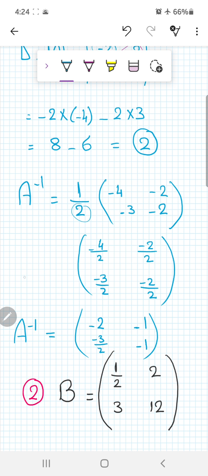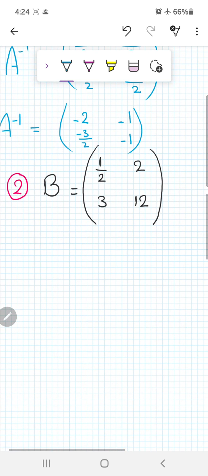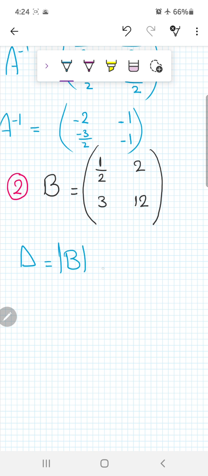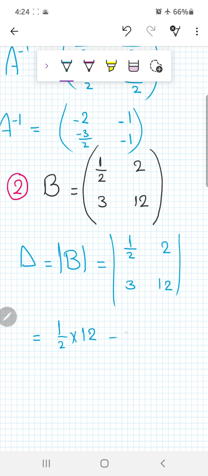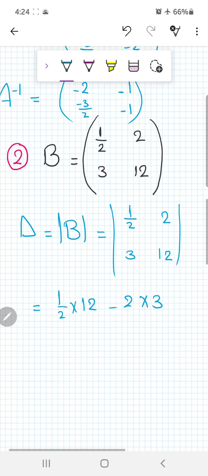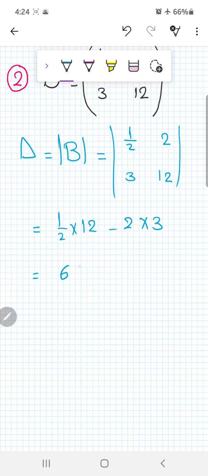Okay, let's take another one. B equals [1/2 2; 3 12]. First, we want to get the determinant, which is delta. Delta equals the determinant of matrix B, [1/2 2; 3 12]. So it will be half times 12 minus 2 times 3. Okay, which is 6 minus 6 equals 0.